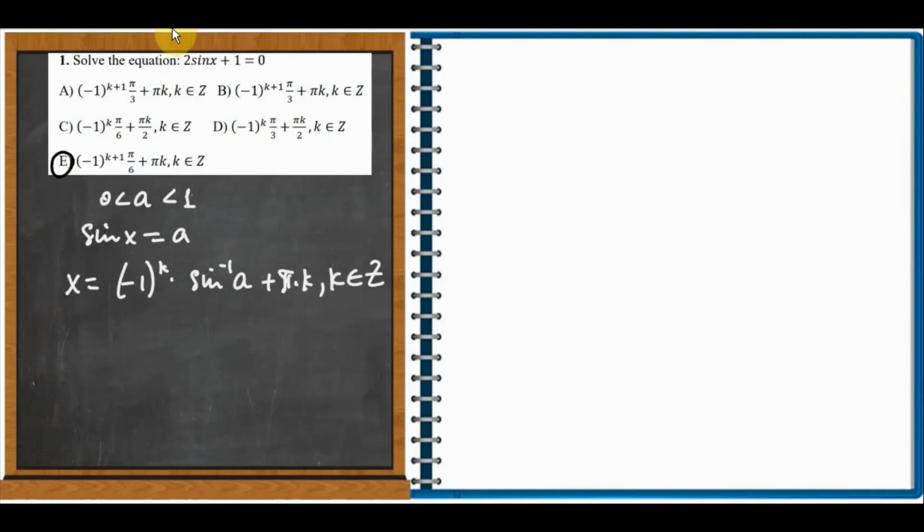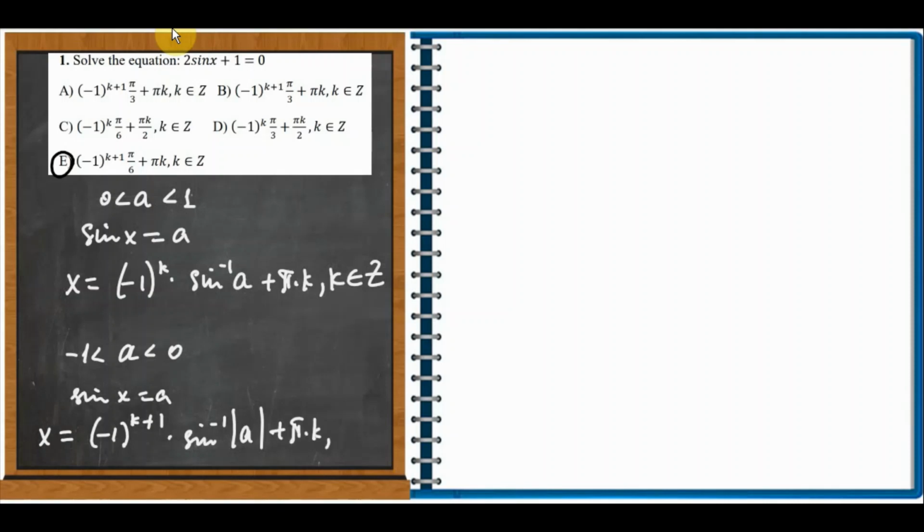The other case is when a is less than 0 and more than negative 1. So the solution for sine x is equal to a is x equals negative 1 to the power of k plus 1. Only difference is here. It's k plus 1 multiplied by sine negative 1 absolute value of a plus pi multiplied by k, where k's are integer numbers.